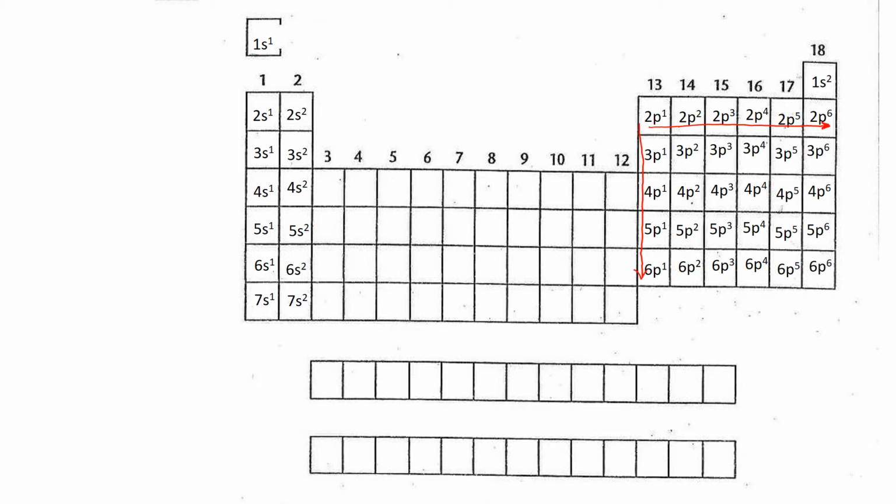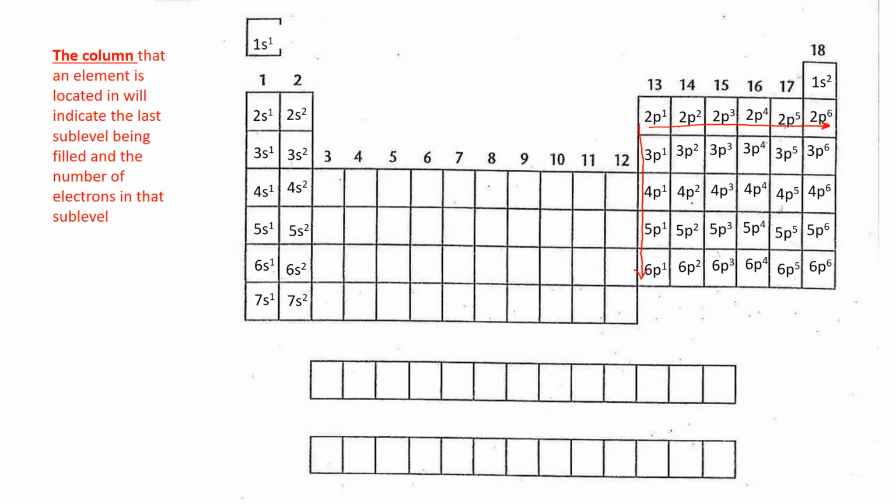And there's 2 major takeaways for this. First of all, the column that an element is located in will indicate the last sublevel being filled and the number of electrons in that sublevel. And second, the row that an element is located in will indicate its highest energy level for the s and p electrons. Now you may be asking, what about those d and f sublevels? Well, there's some large blocks here that we haven't filled in. So let's see what those look like.